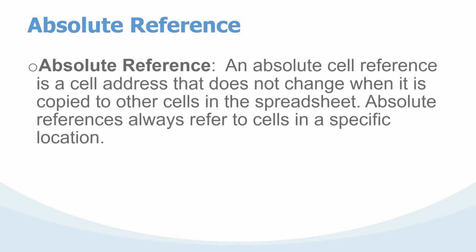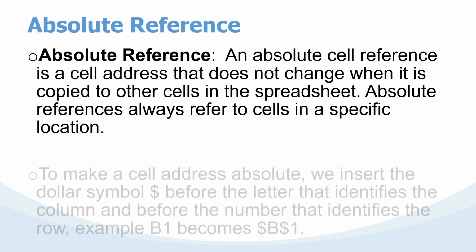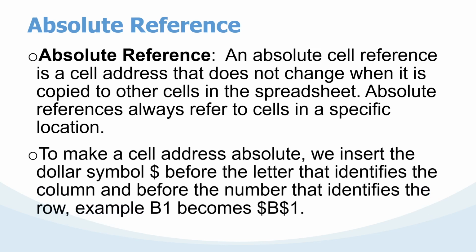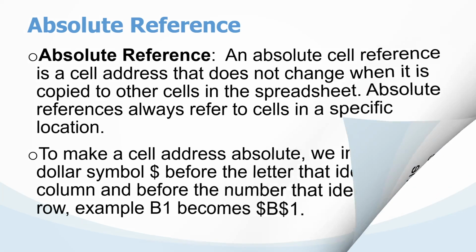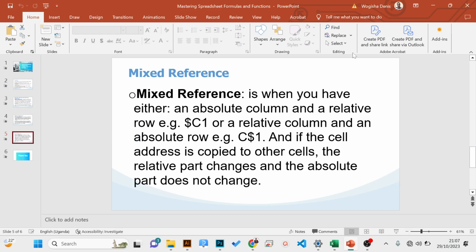Another type of cell reference is absolute. An absolute cell reference is a cell reference that does not change when copied to other cells in a spreadsheet. To make a cell reference absolute, we put a $ sign before the column and before the row. Again, I'm giving an example shortly. The last is the mixed cell reference, which has either an absolute column and a relative row, or a relative column and an absolute row. Practically, let me show this to you.